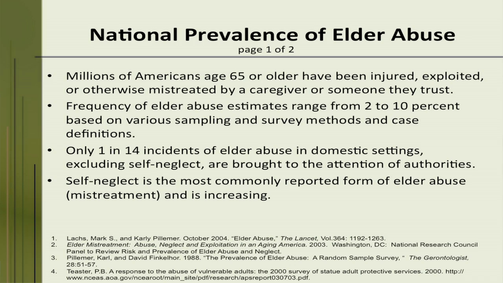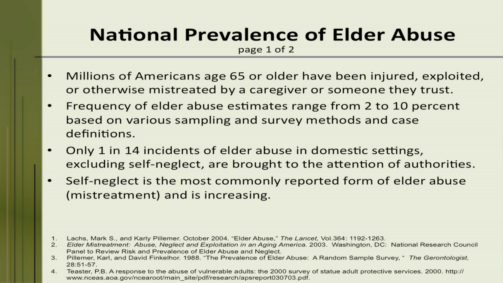Now, on a national prevalence, millions of Americans aged 65 and older are injured, exploited, or otherwise mistreated by a caregiver or someone they trust. In reality, 2 to 10% of older adults living in the community or living throughout the United States experience elder abuse every year. As I mentioned before, this is likely a very underestimated range of actual events that occur, because there's different definitions for identifying elder abuse and for defining elder abuse, and there's different tools for measuring it. There's certain statutes that are available with different states that direct people to being able to report a certain type of abuse or not. And so this 2 to 10% is, like I said, a range that's occurred from various sampling and survey methods and case definitions.